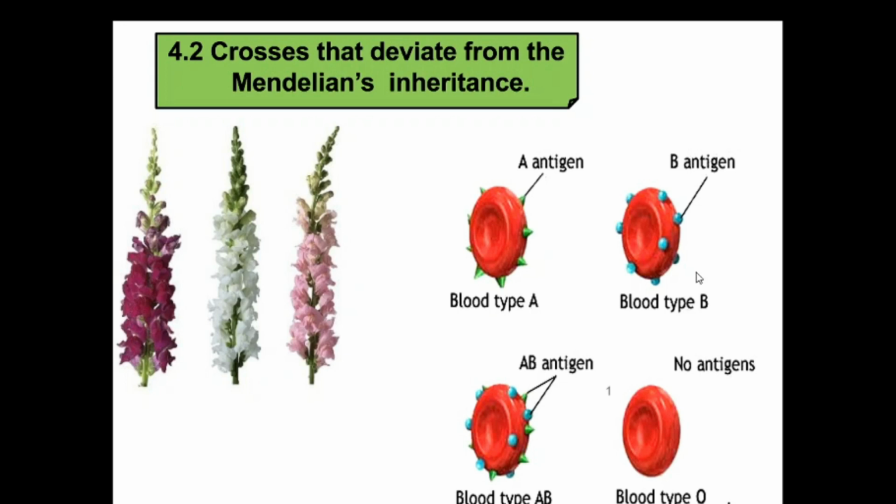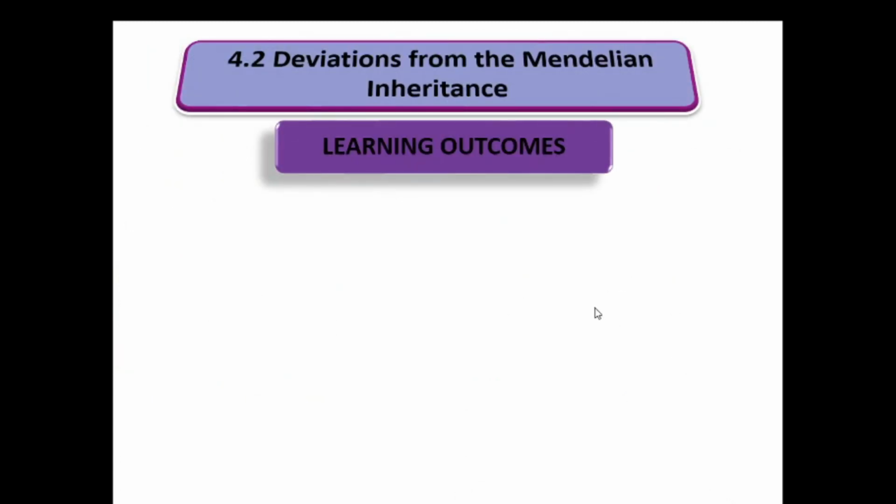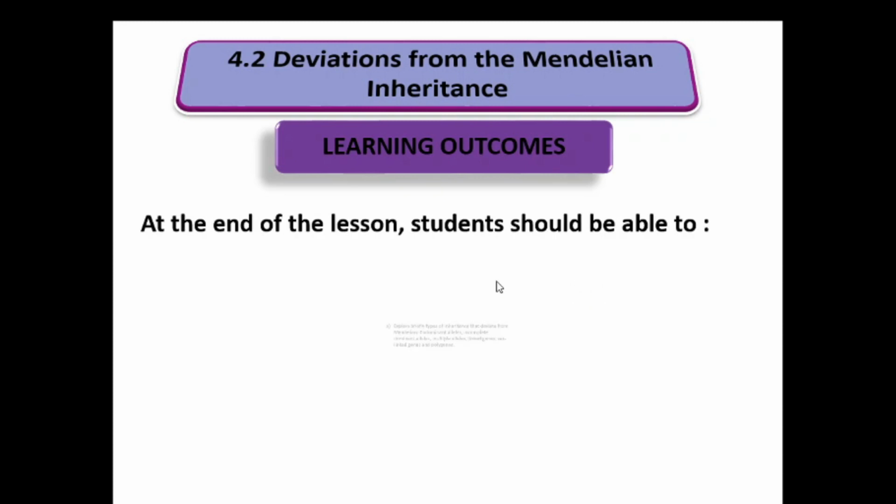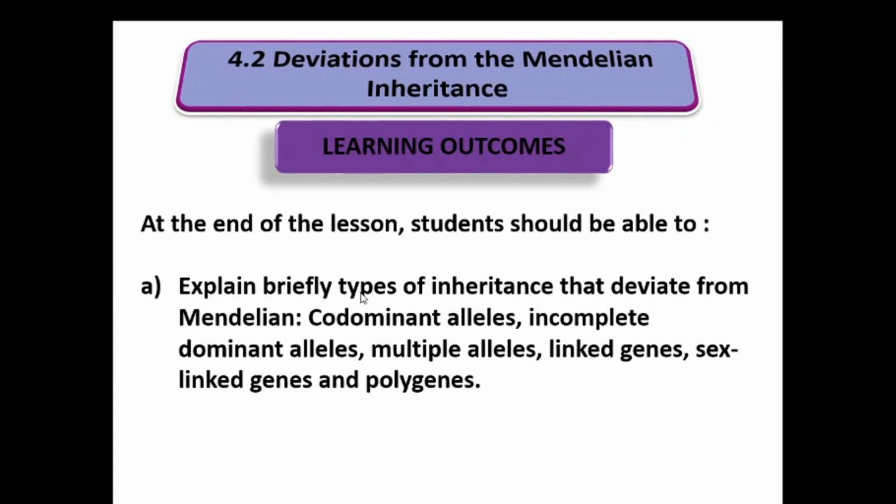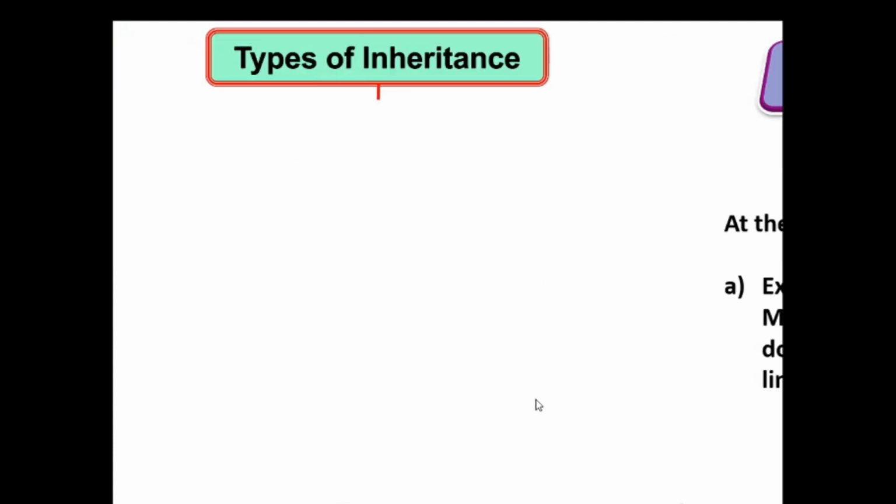Okay, hi everyone. So in this video we will be learning about the crosses that deviate from the Mendelian inheritance. Previously we have learned about Mendelian inheritance, where we have divided them into monohybrid and dihybrid. For this particular part of chapter number 4, genetic inheritance, you should be able to explain briefly the types of inheritance that deviate from the Mendelian inheritance. There are 6 of them: the codominant allele, incomplete dominant alleles, multiple alleles, linked genes, sex-linked genes, and also polygenes.